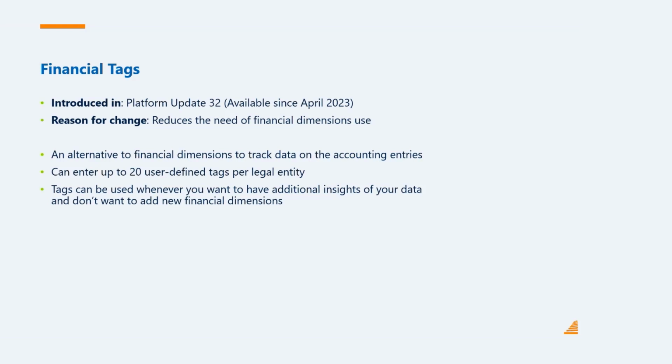Tags can be used whenever you want to have additional insight of your data. So instead of having financial dimensions, you will have tags, and that will have less impact on your performance. So you will achieve the same thing, but your system will be more stable. So the goal here with financial tags is to minimize the number of financial dimensions.